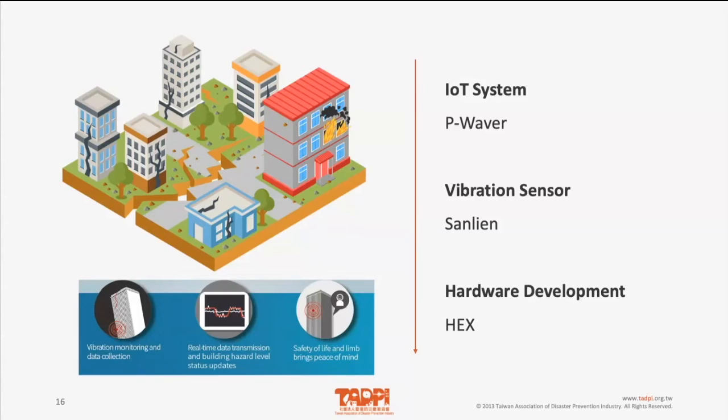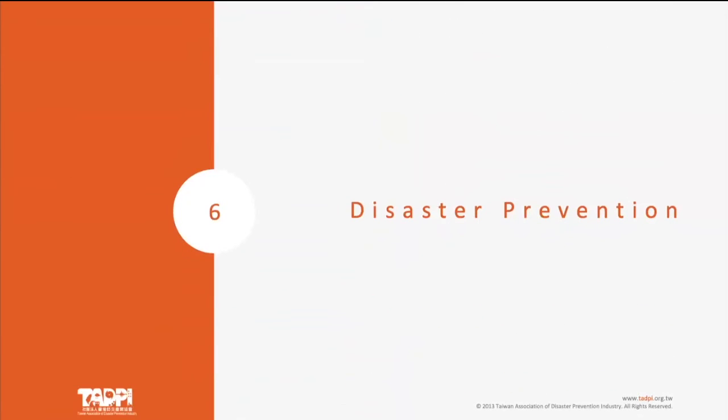So it's verified in multiple countries, and it's still developing to become more localized in different countries. I believe that in the Asia Pacific areas, a lot of countries have earthquake problems, and maybe they'll need something to know the building structure and to evaluate if the structure is fine. And next slide, we're going to see disaster prevention.